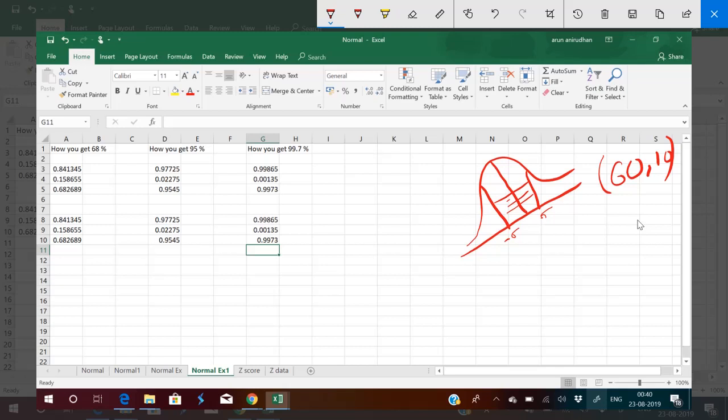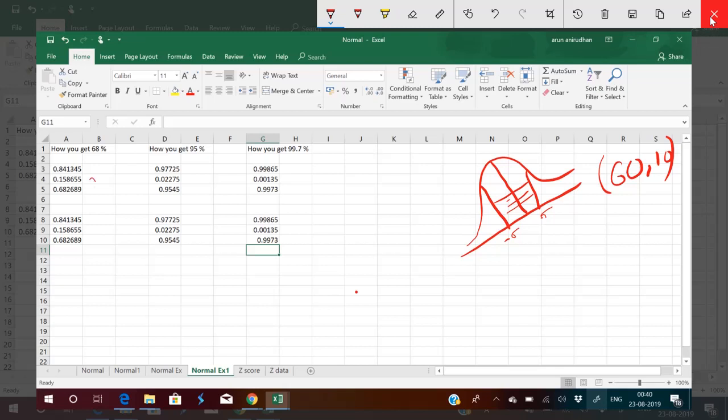So let us try whether we are getting 68%. Okay. So what will be the equation for that? Equal to, okay, I will close this and then we'll try how we are going to get these two values. I have done by two methods.